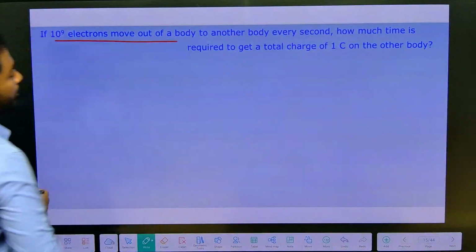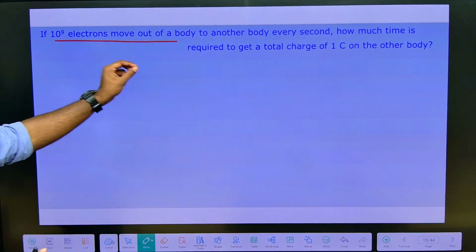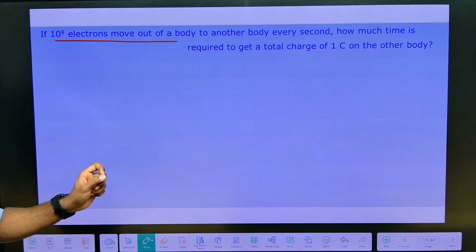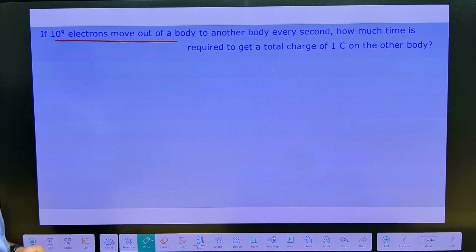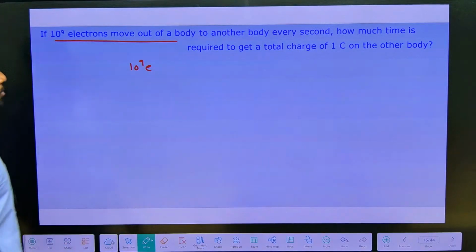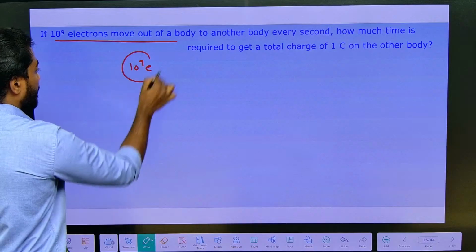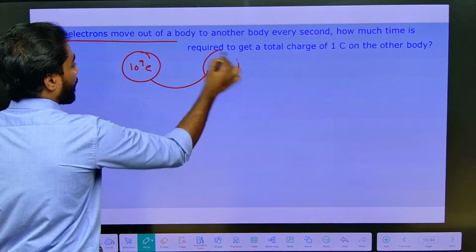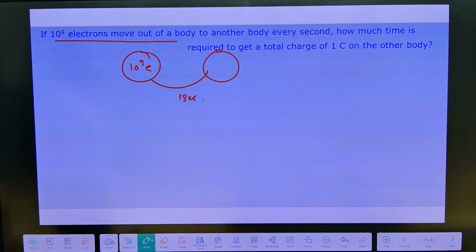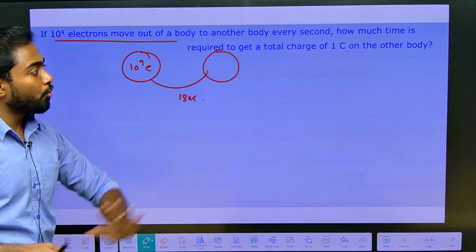So, here is the question. If 10 power 9 electrons move out of a body to another body every second, how much time is required to get a total charge of 1 coulomb on the other body? So, 10 power 9 electrons keep on moving to the other body every 1 second. How much time will it take for a charge of 1 coulomb on the other body?